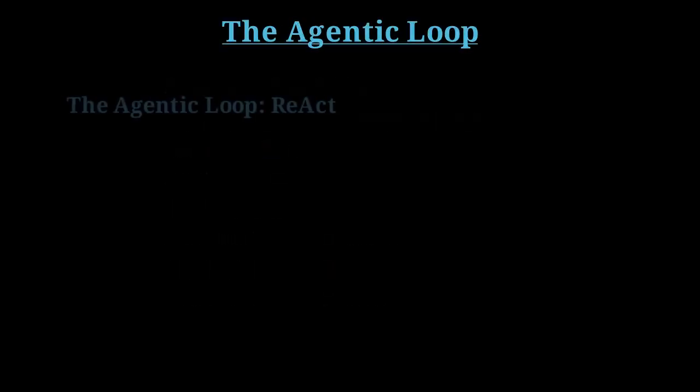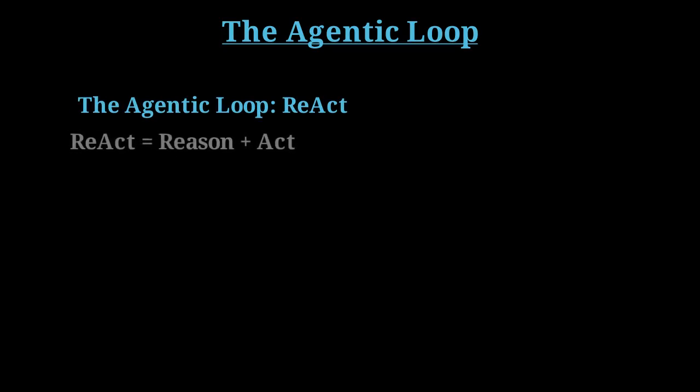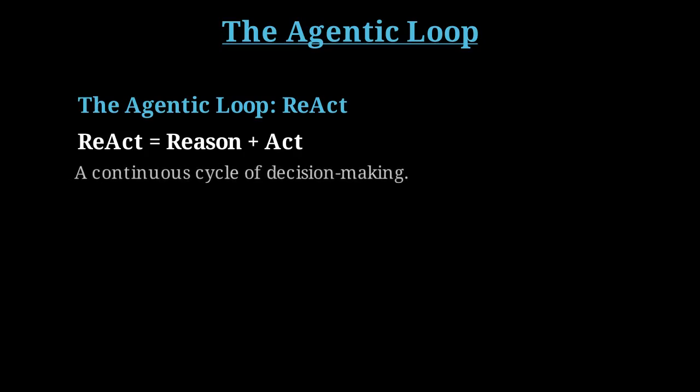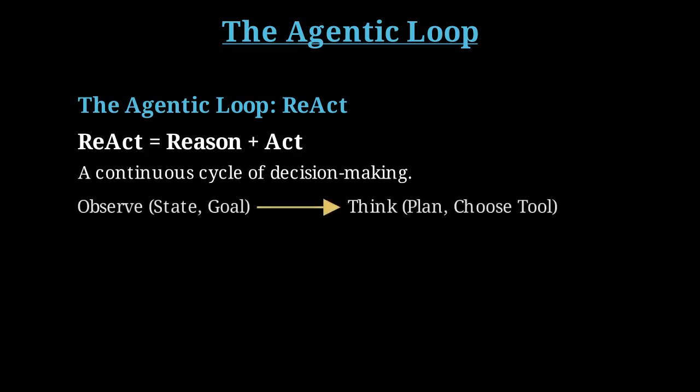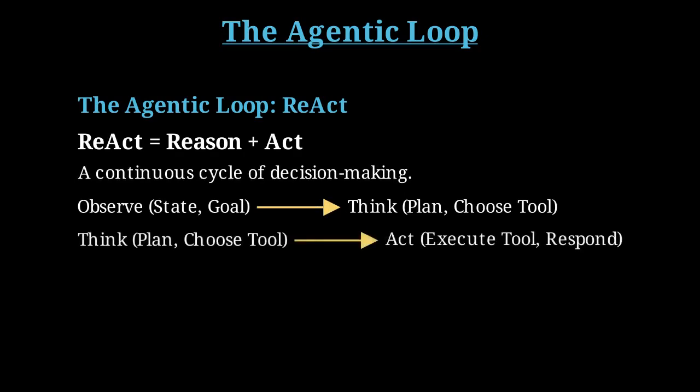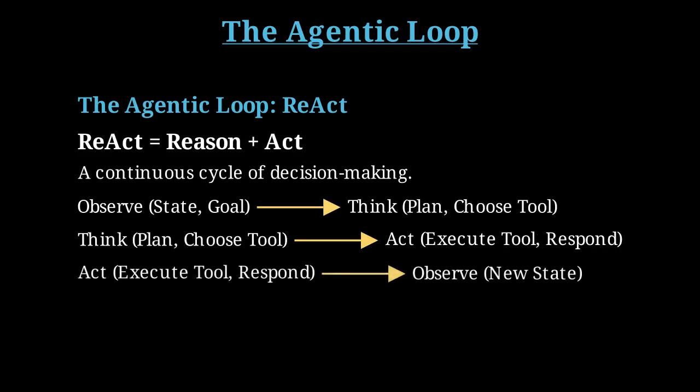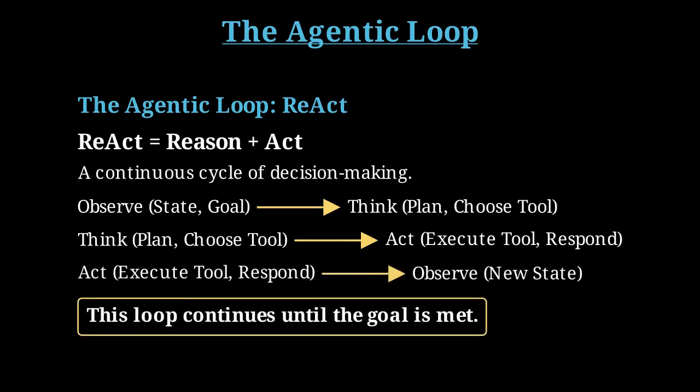Agents operate on a continuous cycle, often referred to as an agentic loop. A popular and effective framework for this is ReAct, which stands for Reason and Act. It works like this. First, the agent observes its current state and the user's request. Second, it thinks or reasons about what to do next, forming a plan or identifying a specific tool to use. This reasoning step is crucial. It's where the LLM's power shines. Finally, it takes an action, such as calling an API or asking a clarifying question. The result of this action updates the environment, and the loop begins again, continuing until the final goal is achieved.